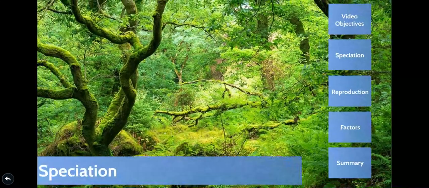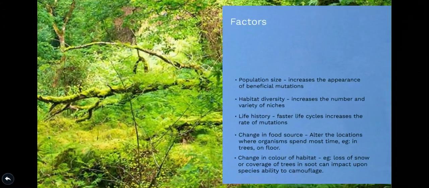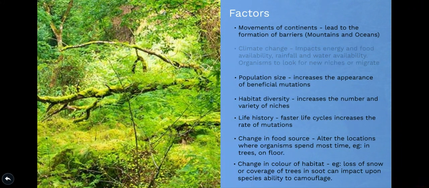Okay, so reproduction is key, but there are many other factors that can influence speciation as a process. These are included here. So we have things like movement of continents, as we said, physical barriers. Climate change is becoming a well talked about concept. Climate change can impact the energy and food availability because of the amount of sunlight that an area receives. Rainfall and water availability can change due to climate. And this can lead to organisms looking for new niches or migration. And this can actually lead to invasion of new species, and it can lead to changes in niche behaviours because of competition.